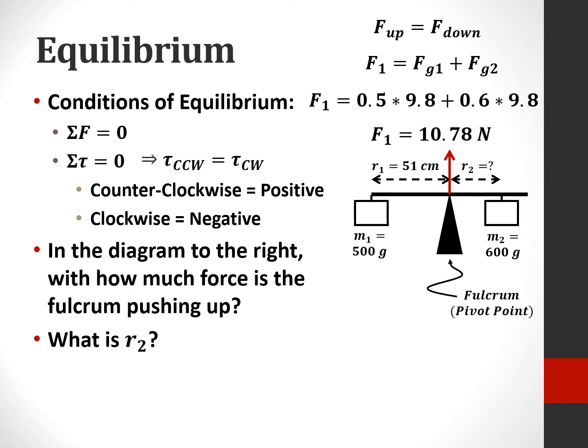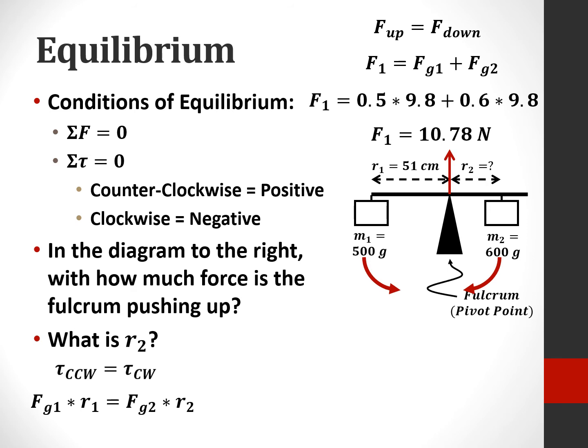Well, we're going to use the torque, where the torque clockwise and the torque counterclockwise are going to be equal to each other. That means mass 1 is going to cause a rotation this way, which is a counterclockwise rotation, and then mass 2 is going to cause a rotation around the pivot point this way, which is a clockwise rotation. So that makes mass 1 a positive torque, and mass 2 is going to cause a negative torque.